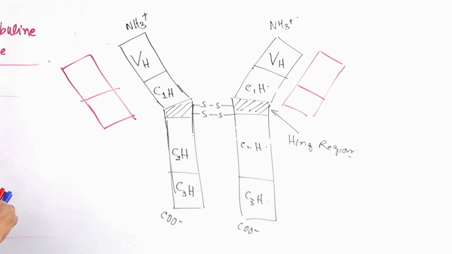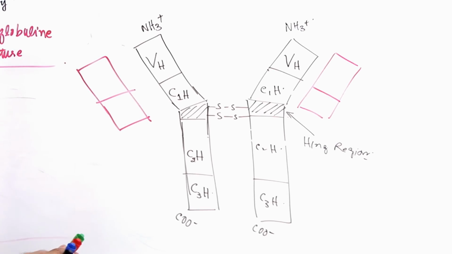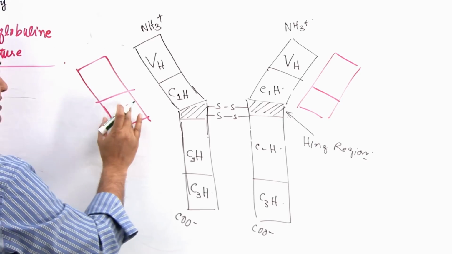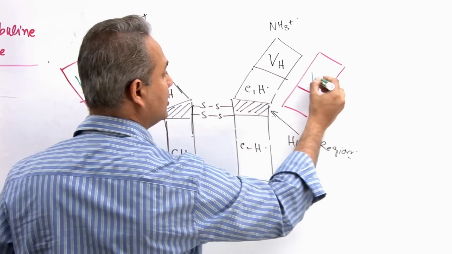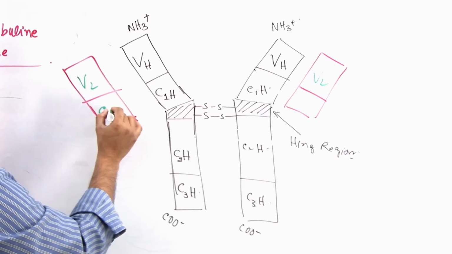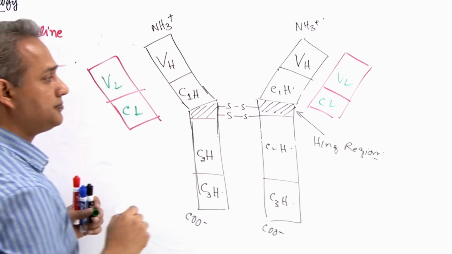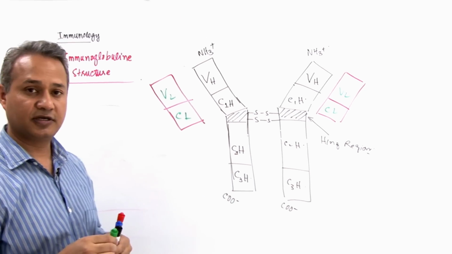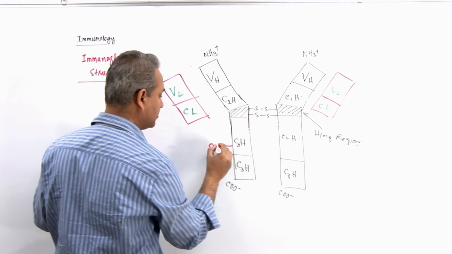The light chain has, of course, a variable region and a constant region. What does that mean again? Variable region means it would change. Constant region means it does not change. So variable region for light, variable region for light, constant region for light, and constant region for light. Cool? So this is the primary structure. There is a small attachment here, COOH.